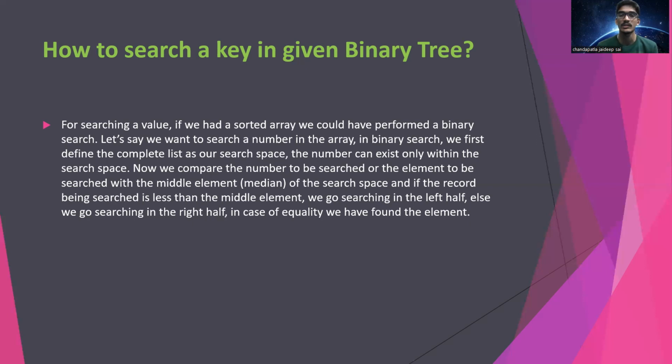We compare the middle element with the key. If the middle element is equal to the key, then the number we are searching for has been found at the middle index. If the middle element is greater than the key, then we have to search the left part, from the starting index to the middle index. Or else, if the middle element is less than the key, then we have to traverse from the middle element to the end of the array. This is about binary search.